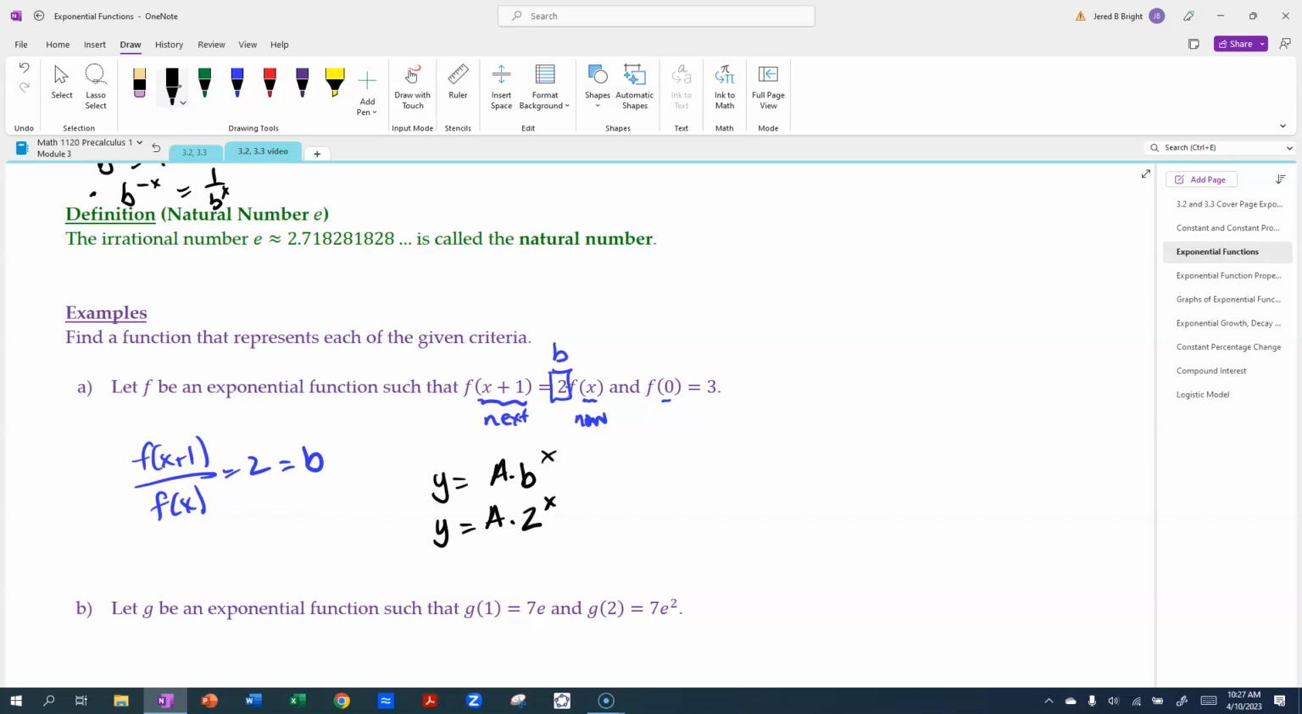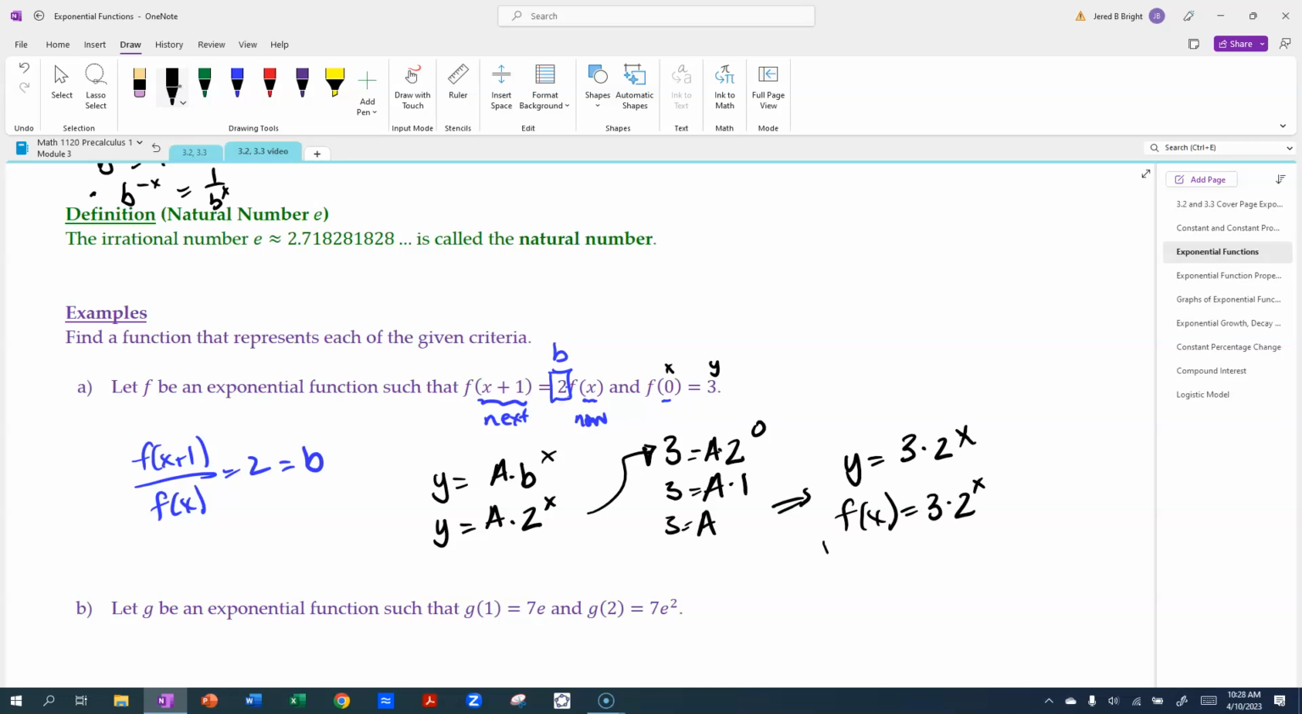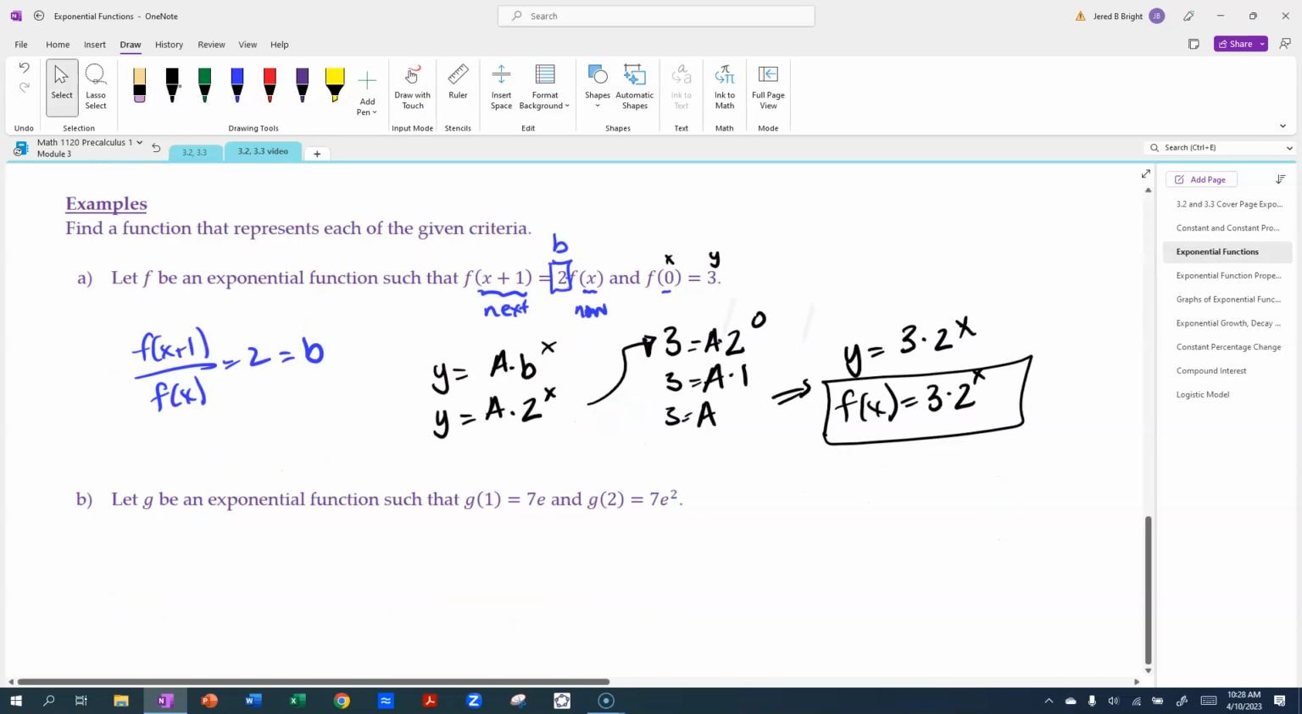To figure out what a is, this is where I'm going to substitute this information in. So I know that when x is 0, I have 2 to the 0. I don't know what a is, but I know that y is 3. This is x and this is y. Then 2 to the 0 is 1, so that just means that a is 3. All this means that y is equal to 3 times 2 to the x, and this will be my function f of x, 3 times 2 to the x. Okay, let's do a similar example.